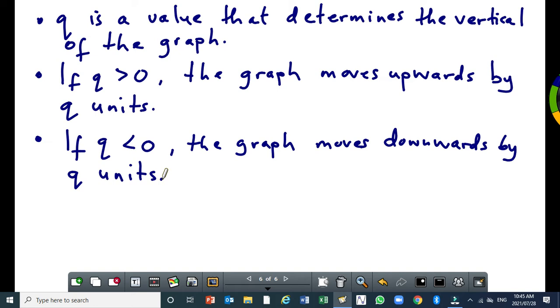Unfortunately, in grade 10, we only talk about vertical shift. Okay, no horizontal shift. Now, the good thing is everything that I've mentioned here with regard to A and Q, the definition of amplitude, definition of period, it also applies to the graph of cosine. So when I start talking about the graph of cosine later on, I won't need to repeat this.